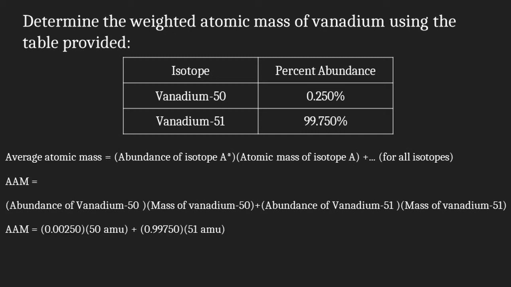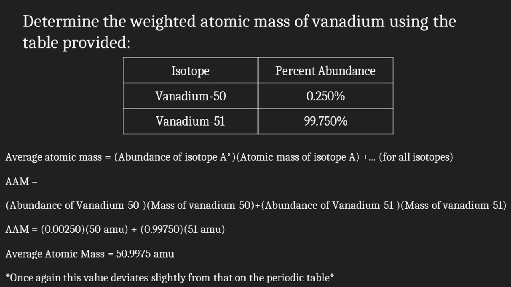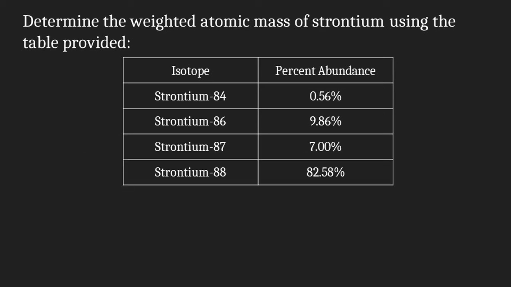In this case, that gives us 0.00250, which is 0.25% converted to a decimal, multiplied by 50 AMU, and then for vanadium-51, the abundance would be 0.99750, and then the mass would be 51 atomic mass units. Multiplying each part together and then summing them up gives us that the average atomic mass is 50.9975 atomic mass units. And once again, this deviates slightly from the periodic table, but this is still the correct answer.